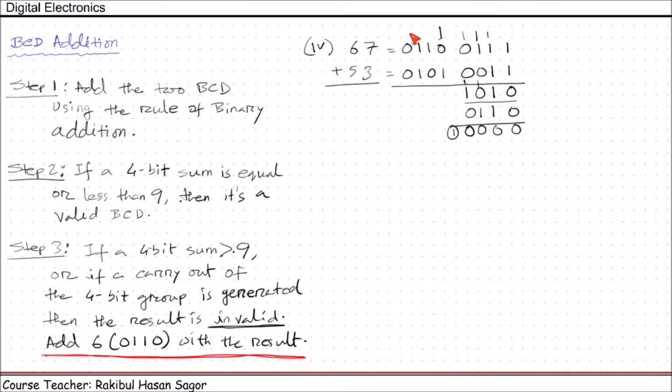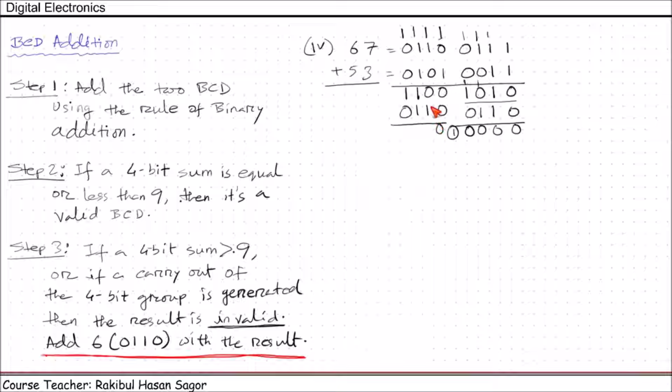Now let's start solving for this number. 1 plus 1 will give you 0. Again, we have 1 carry here. 1 plus 1 plus 0 will give you 0, 1 carry here. 1 plus 1 plus 1 will give you 1, and another 1 carry here, and 1 carry will come here. Is this a valid BCD? No, this is not a valid BCD. So we need to add 6 with this number, 0110.